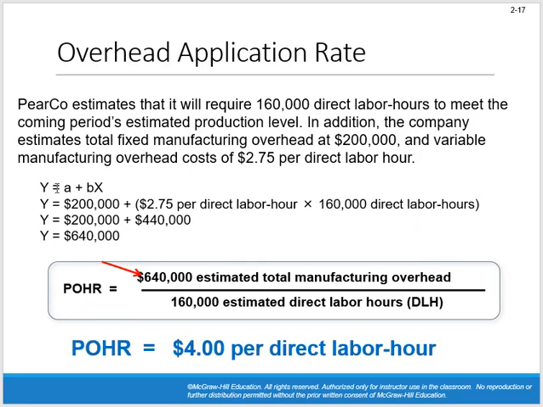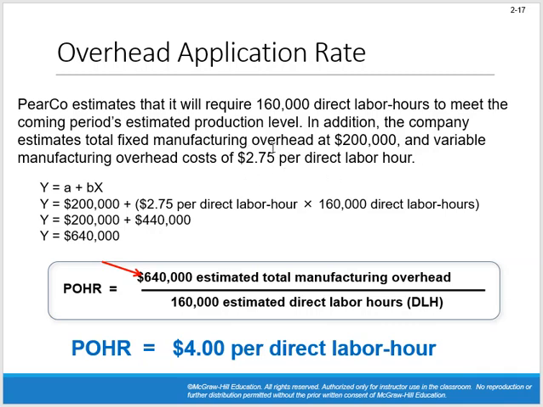So let's take a look at it. We're going to go back to Pearco. Pearco estimates that it will require 160,000 direct labor hours to meet the coming period's estimated production level. Okay, so they're basing it on direct labor hours. They believe that is their cost driver, that's their allocation base, and so they've estimated that, and that goes in the denominator. In addition, the company estimates total fixed MOH at 200,000. So that's A. Okay, so that's our A in y equals a plus bx. And variable MOH at a cost of $2.75 per direct labor hour.